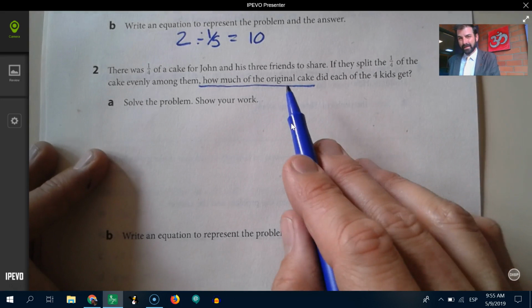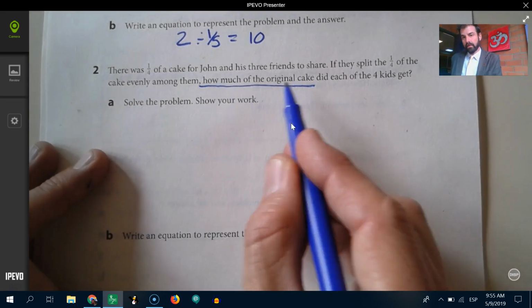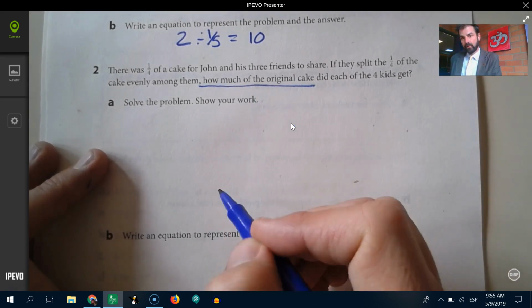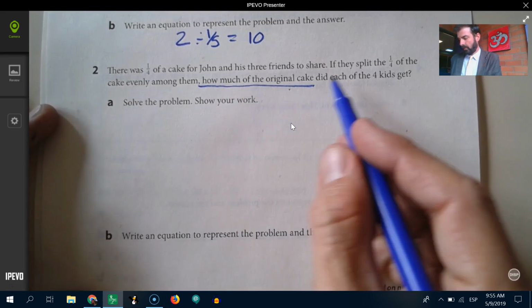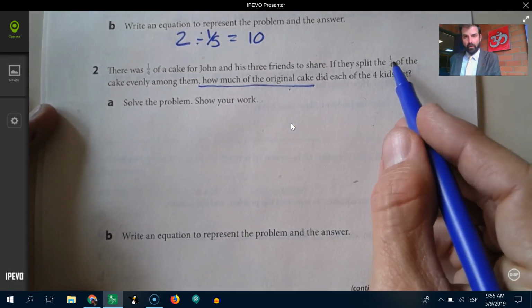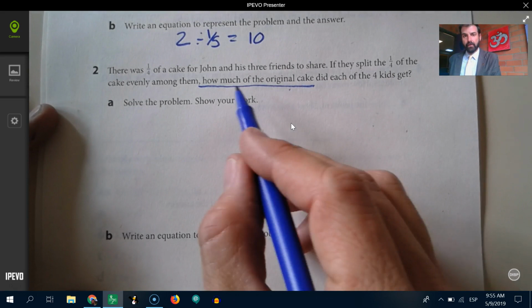So that's where we get, because this is your whole. This is why you're going to have a fraction answer. Okay, because this is your whole. The 1/4 is not your whole. The 1/4 of the cake, that's what you have left. Your whole is the whole.